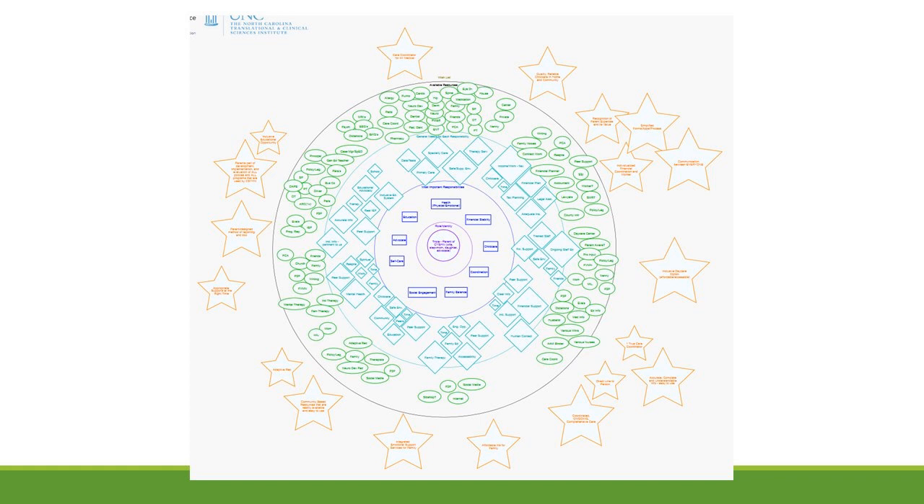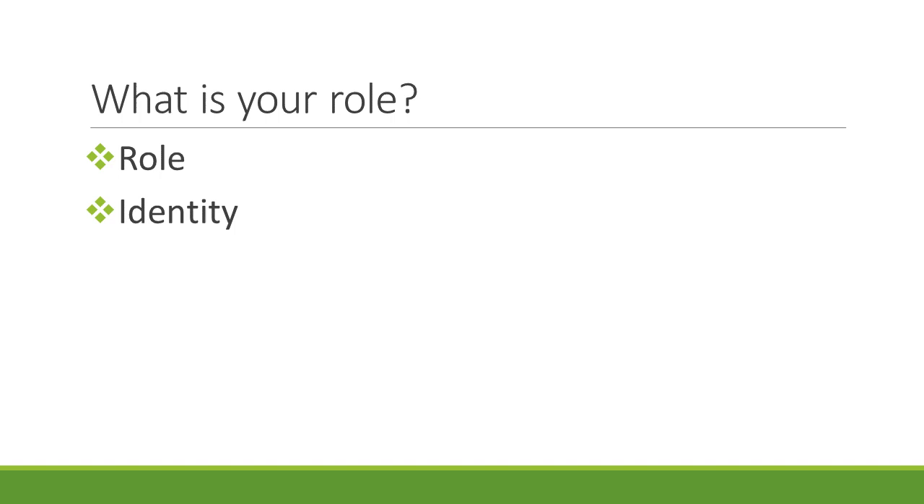So as you can see here, let me see, where's my little arrow, here we go, my little arrow. As you can see here, there are several rings. This center ring right here, this purple ring, this is what we call our role. And we say, what is your role? Our role or identity for this exercise is going to be parent.